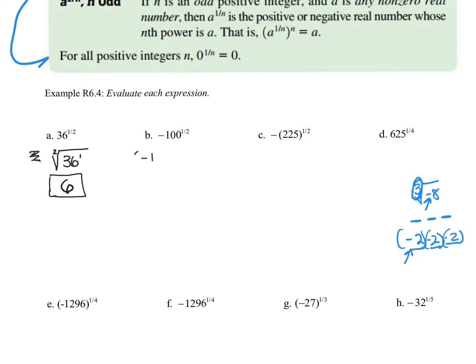On the next one, this is similar to what we did on the other page. I'm going to pull the -1 out. It doesn't have a power on it. And then I have 100 to the 1/2 power. So my -1 chills out front, but I rewrite that 100 as a 100 to the first power with the second root. Well, the square root of 100 is 10 times my -1, so I get -10.